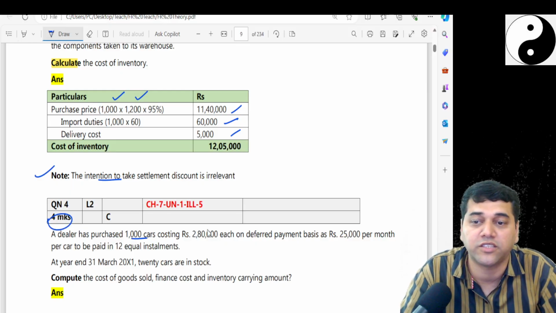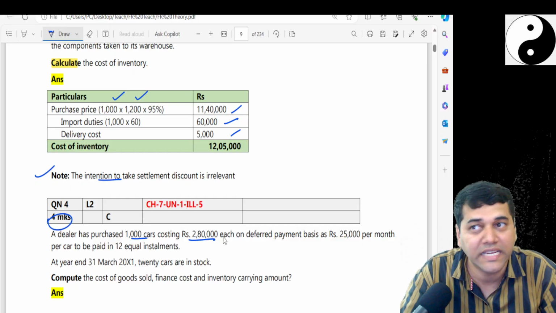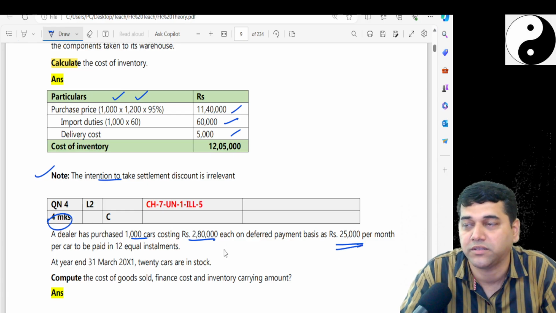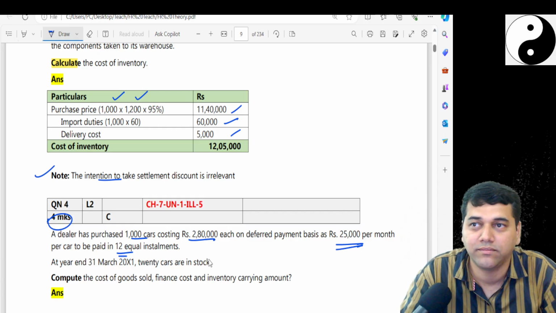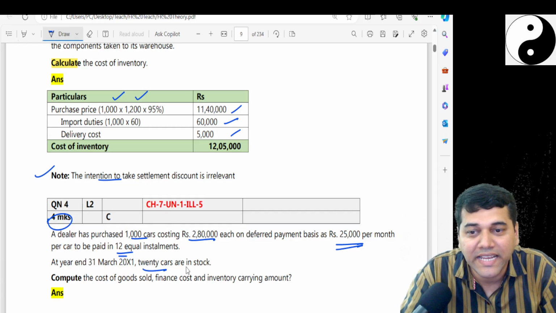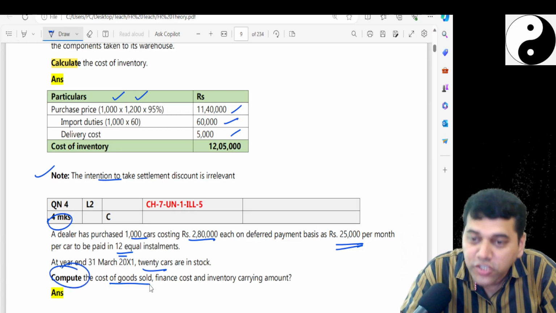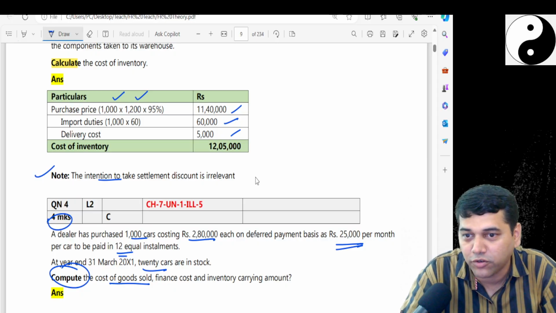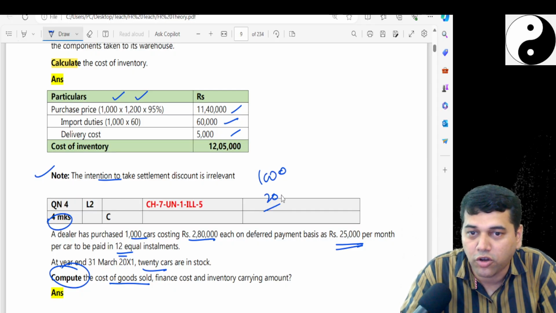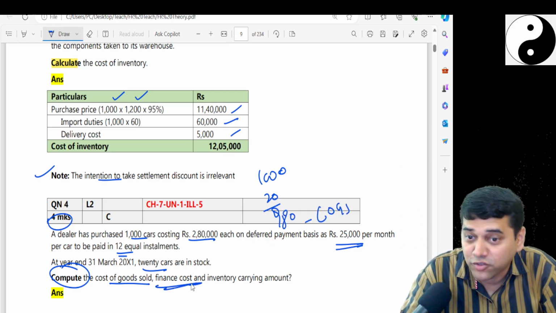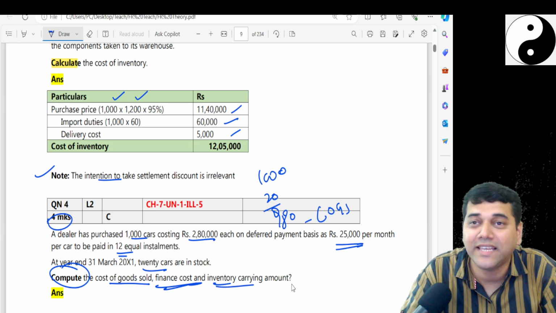A dealer has purchased 1000 cars costing 2,80,000 on a deferred payment of 25,000 rupees per month, to be paid in equal installments of 12. At the end of the year, 20 cars are in stock. Now you need to compute the cost of goods sold, because out of 1000, if 20 are in stock, that means 980 must have been sold. What's the cost of this? Finance cost and inventory carrying amount.